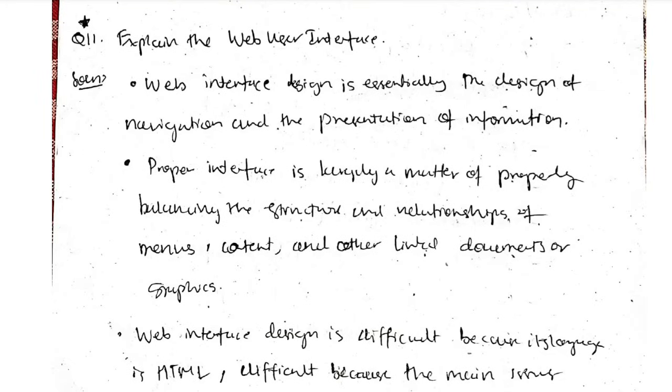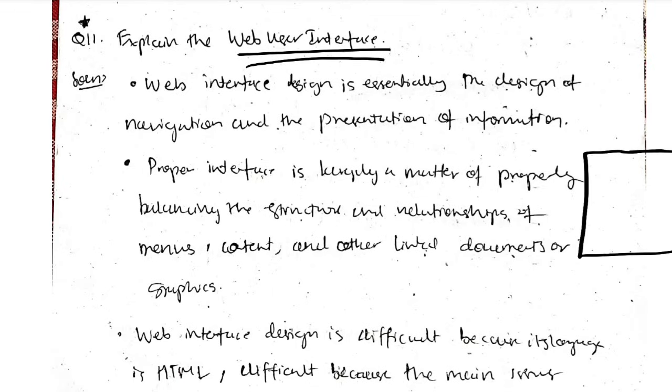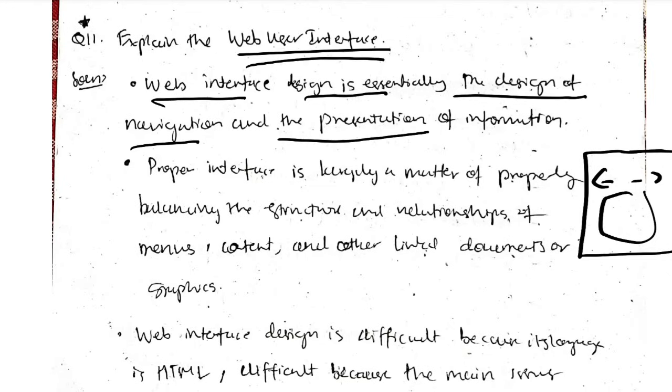Moving on, we have the next question, which is super important, and it's web user interface. What is web user interface? The user interface in the web is called web user interface. Okay. So in web, basically we navigate and go to new links and the information is presented. That's what web interface design is, essentially the design of the navigation and the presentation of information.